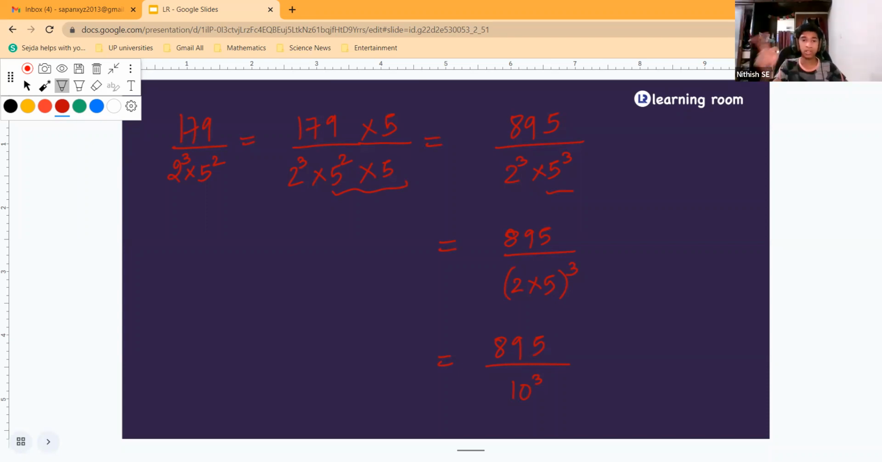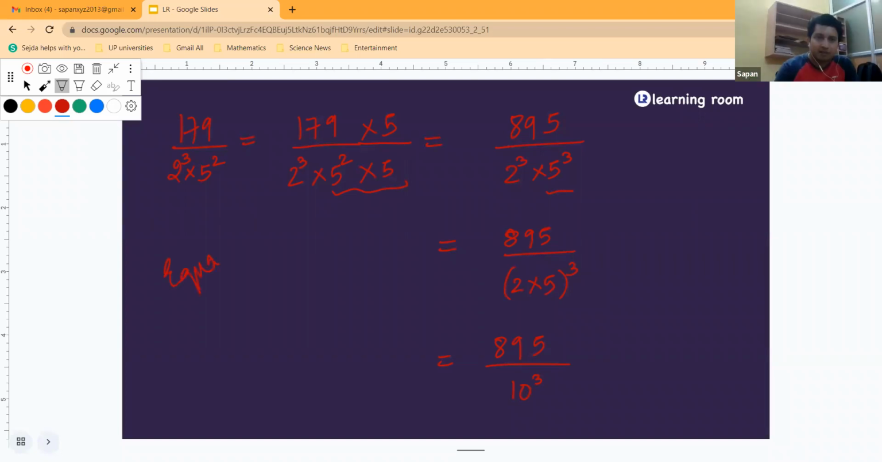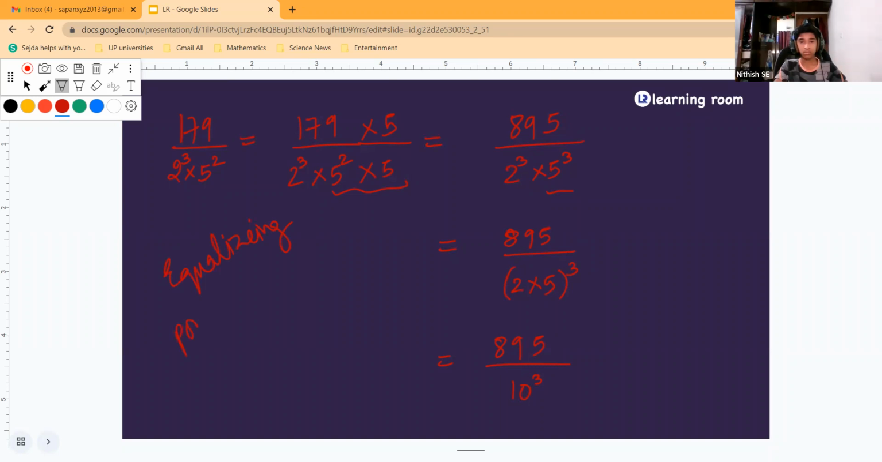So we have to multiply the denominator and numerator with a number so that both powers in the denominator will become equal. So you're basically equalizing, multiplying the denominator and numerator with 5 just so that the denominator will become 10 cube, which makes it simpler, easier to do. Equalizing the powers of 2 and 5.